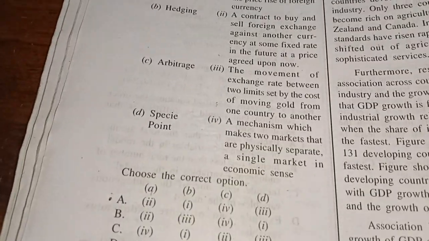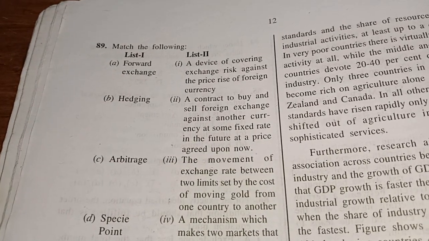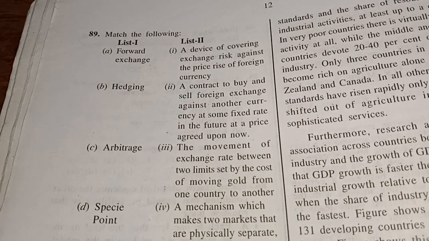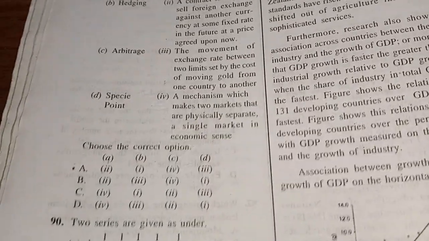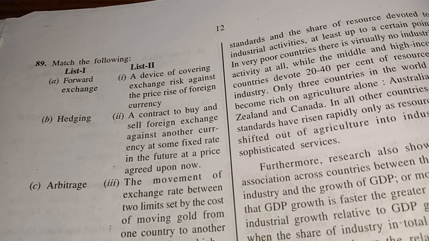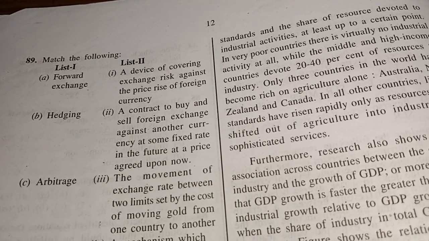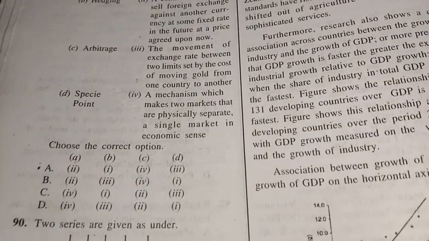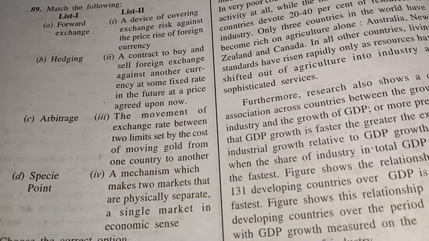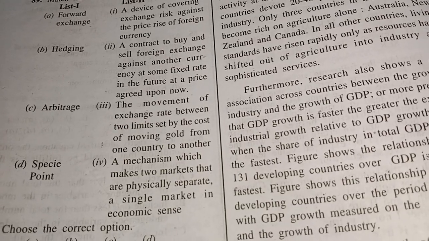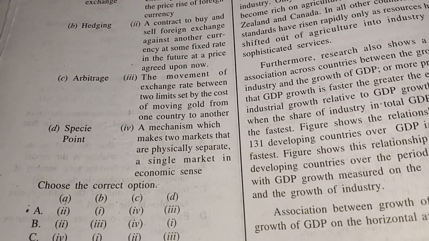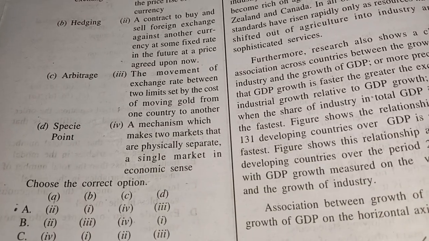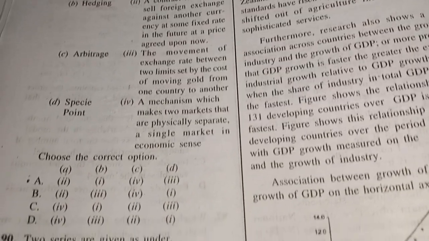Forward exchange, 2 number. A contract to buy and sell foreign exchange against another currency at some fixed rate in the future at a price agreed upon now. Hedging, 1 number. A device of covering exchange risk against the price rise of foreign currency, or arbitrage, 4 number. A mechanism which makes two markets that are physically separate a single market in economic sense. Spot point, 3 number. The movement of exchange rate between two limits set by the cost of moving gold from one country to another.